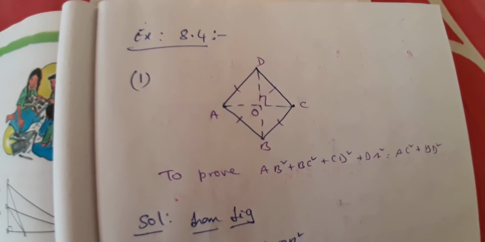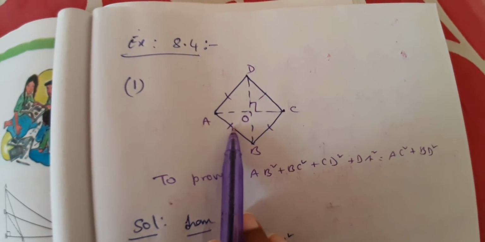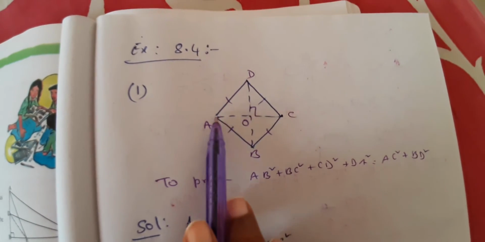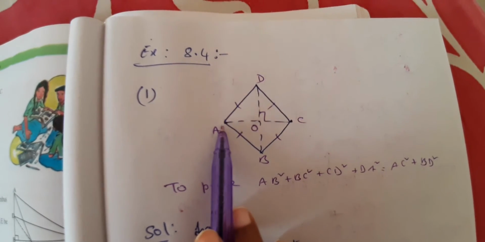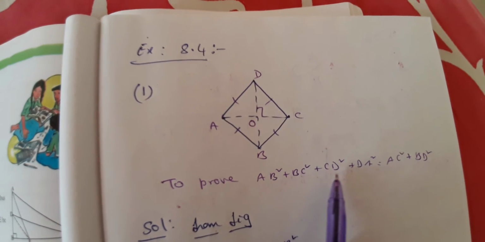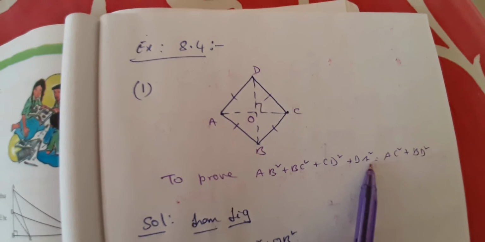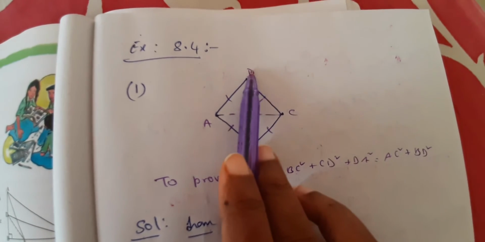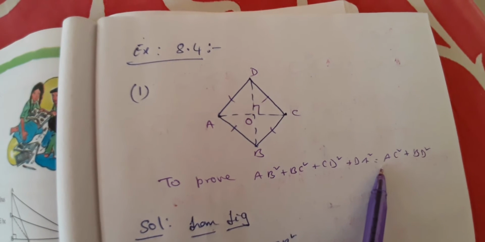Now what you have to prove is the sum of the squares of the sides. What are the sides? AB, BC, CD, DA. So the sum of the squares, AB square, BC square, CD square, DA square. You are going to find the sum. That must be equal to BD square plus AC square. This is what we have to prove.